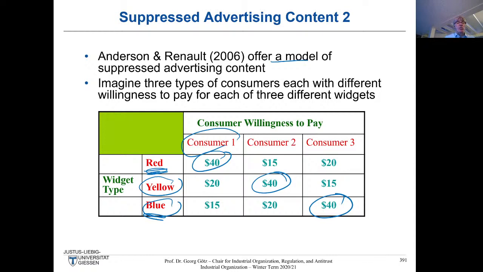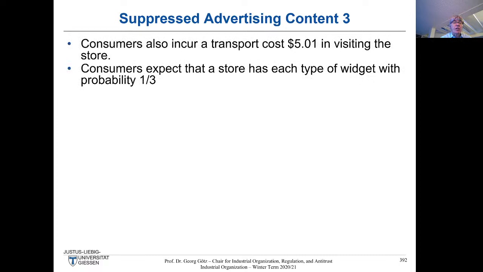The point is, however, the firm can only produce a certain widget. It's either red, yellow, or blue, okay? And we assume that it's just one of these types. And hopefully this is clear. There are some further assumptions on that. Of course, in order to buy the product, and this is just a simplifying assumption, you have some inconvenience costs. We call these transport costs.